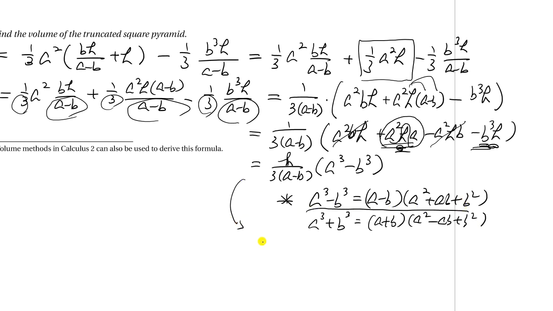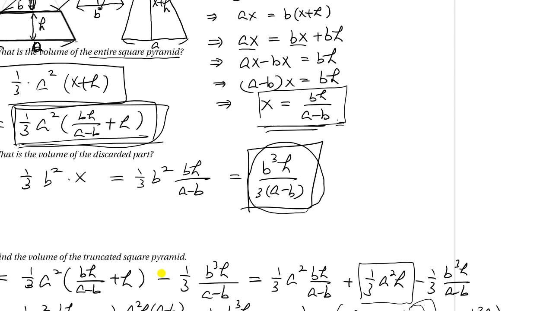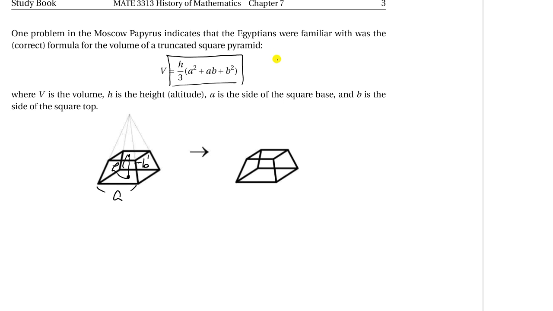So apply that here. Then we get h over 3 times a minus b. Then instead of a cubed minus b cubed, we can put a minus b times a squared plus ab plus b squared. Then these a minus b's cancel each other out. Then we have 1/3 times h times a squared plus ab plus b squared. And that is the formula that people have for the volume of a truncated pyramid. Okay, like that.